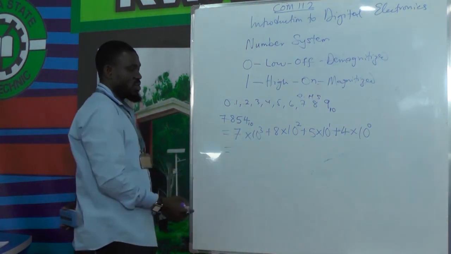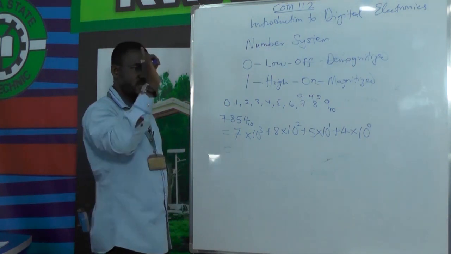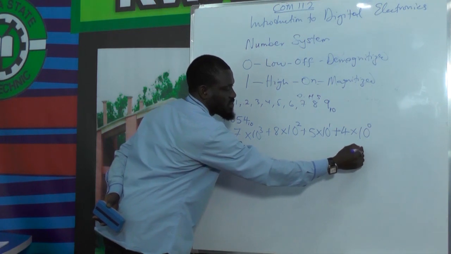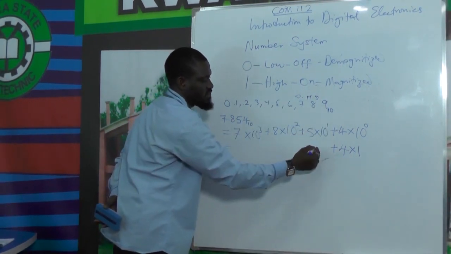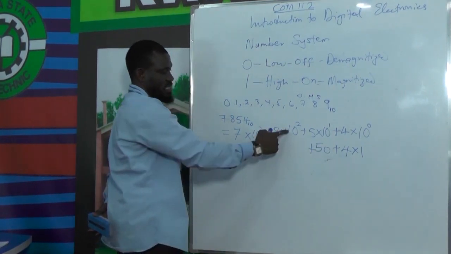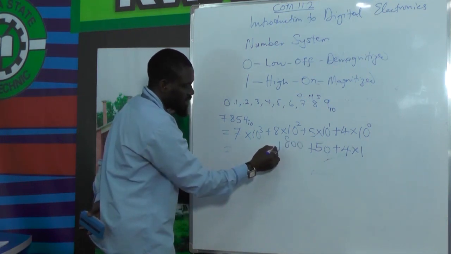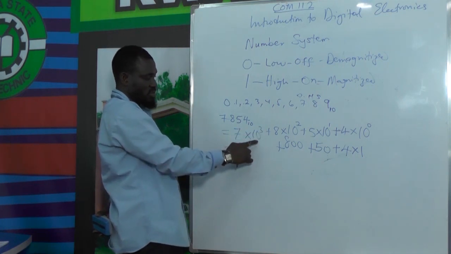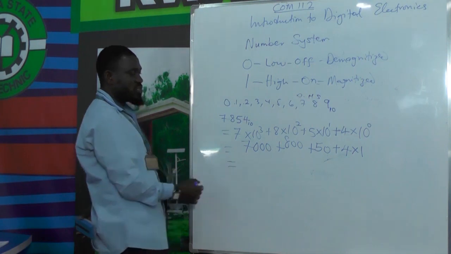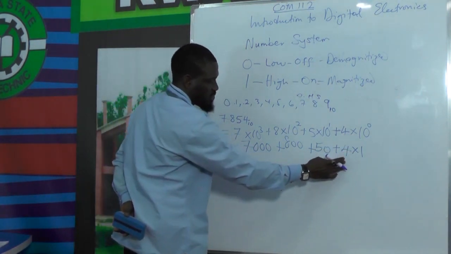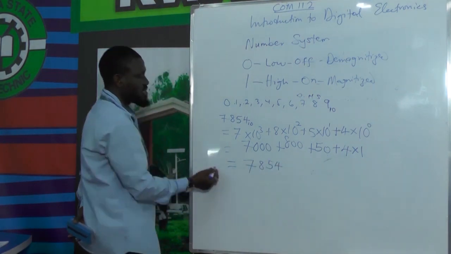So from this now, we can further break this down. Anything raised to power 0, I told you, according to our law of indices, is 1. So 4 times 1 plus 10 raised to power 1 is still 10. 10 times 5, that is 50. Plus 10 raised to power 2, that is 100. 100 times 8, we have 800. Plus 10 raised to power 3, that is 1,000. 1,000 times 7, that is 7,000. So, furthermore, we will discover that by the time we add all this up, this is going to be 4, 50, 800, 7,000. We will now have 7,854. That is arriving back to our answer.